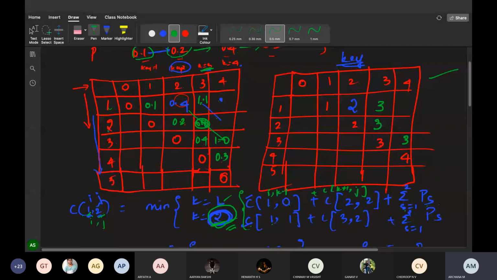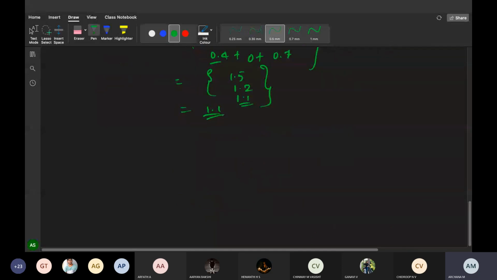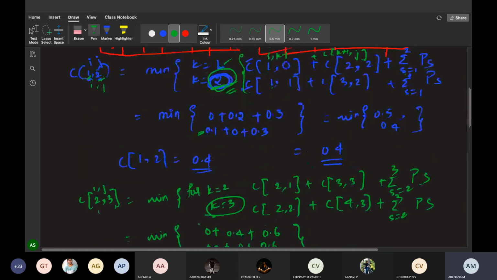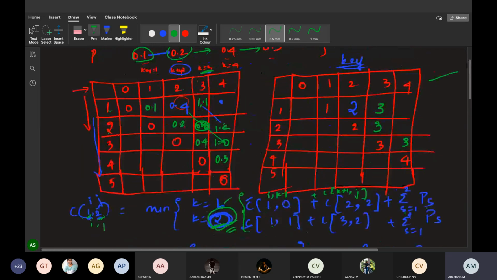Now you should do this work. Calculate C of 2, 4. You have to calculate and tell me. C of 2, 4 will be for what k values? You have to solve for 3 different k values because diagonally there are 3 different ones: k equals 2, k equals 3, k equals 4. Finally, solve this and you will get 1.4 from this, with k equals 3. This is 1.4 and the k value will be 3. So this is how I got it.